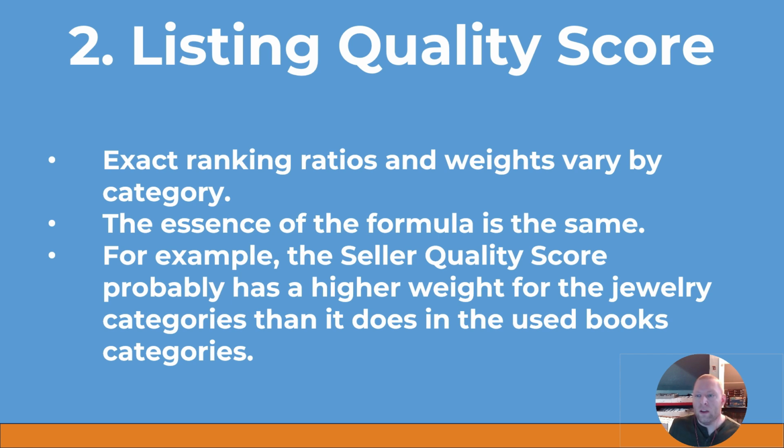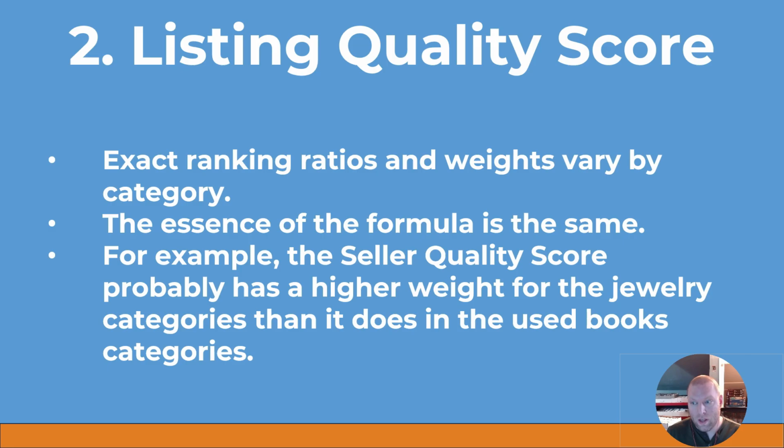So, for example, you have a seller quality score for your account, and that is just based on your overall data, your business policies, your feedback score, your late shipments, all that kind of stuff weighs into your seller quality score. And if you're selling jewelry, for example, over used books, eBay is going to preferentially treat those jewelry sellers who have a high seller quality score because that's a much higher risk category than, say, used books.